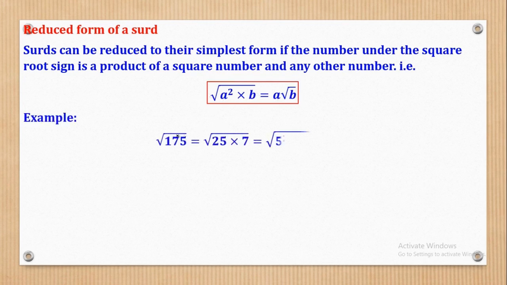For example, if I have a number like square root of 175, 175 is the same as 25 times 7. If you get your calculator and you press 25 times 7, you'll come up with 175, and this 25 is a square number because it is 5 squared. Therefore, when this one comes out, the square will cancel the square root and you remain with only 5. Then this 7 will remain under the square root because it is not a square number. So you'll have reduced this surd to this form.